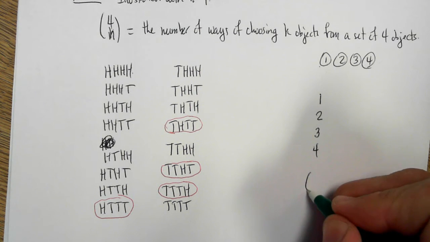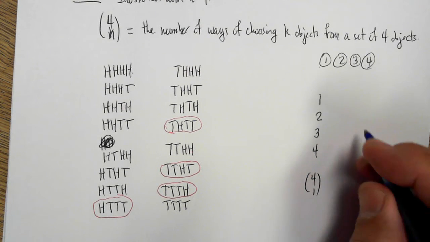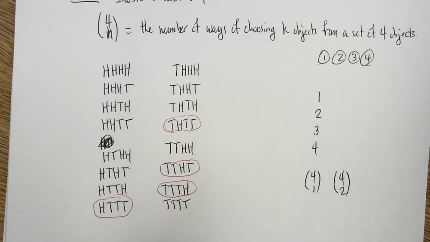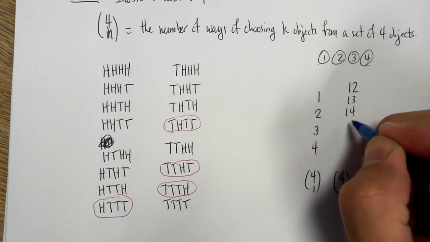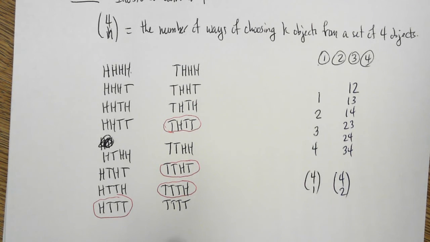So there's 4 choose 1 ways of selecting that, and just like there's 4 choose 1 things that are being highlighted, or circled in red right now. Now, how many ways are there of picking 2 objects? Well, there's 4 choose 2 ways of doing that. The possibilities are 1,2, 1,3, 1,4, 2,3, 2,4, 3,4.